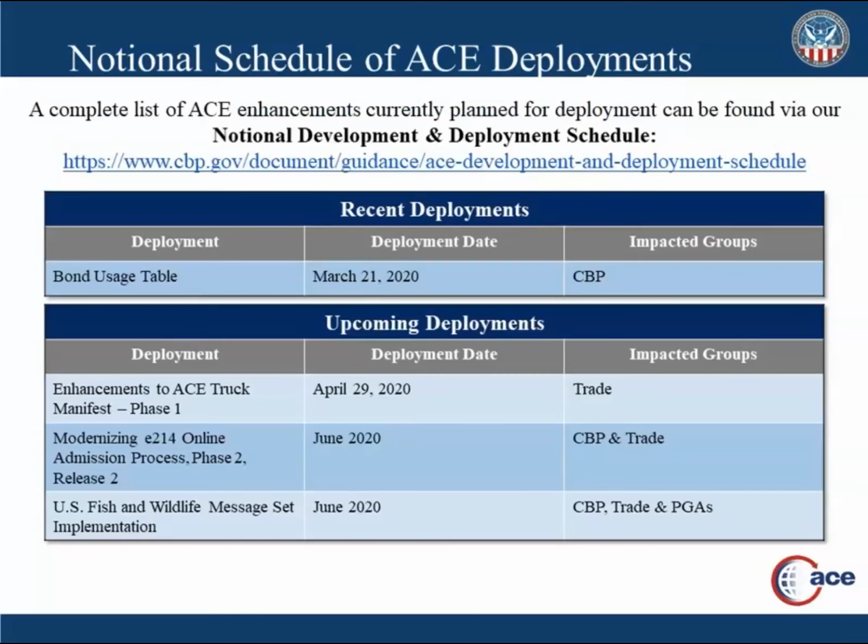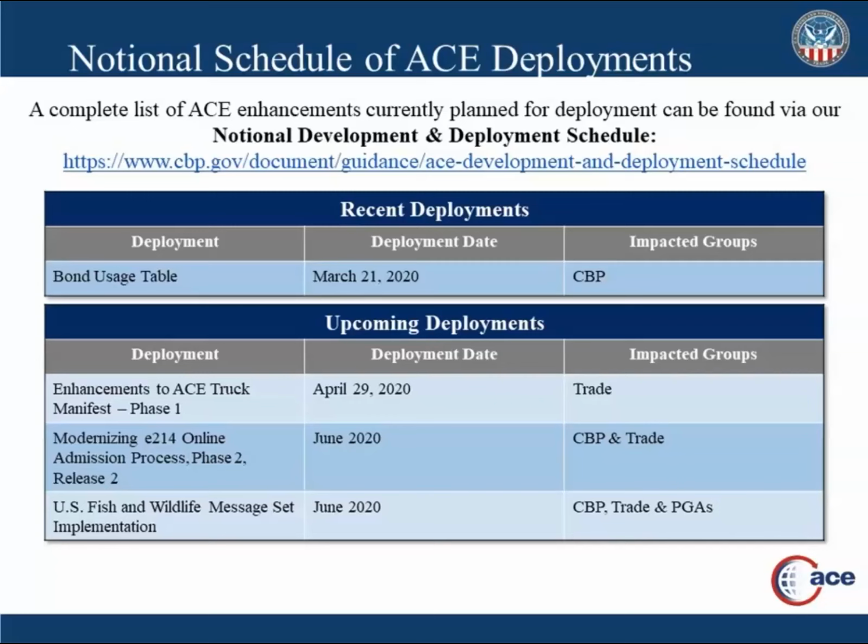Our most recent deployment was Bond Usage Table, which deployed on March 21st, 2020, formerly TFTEA Risk-Based Bonding Release 2. This deployment only impacts CBP users, providing them with an improved view of all bonds for a given entry or entry summary number. Currently, we are planning towards additional deployments in the spring and summer of 2020. These include enhancements to ACE Truck Manifest Phase 1, which you're all here for today, and we'll dive a little deeper here in a moment on that.